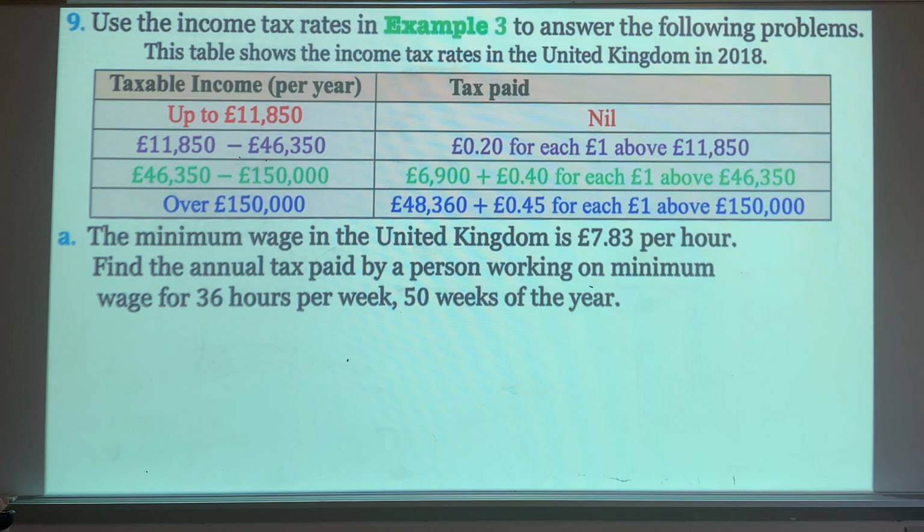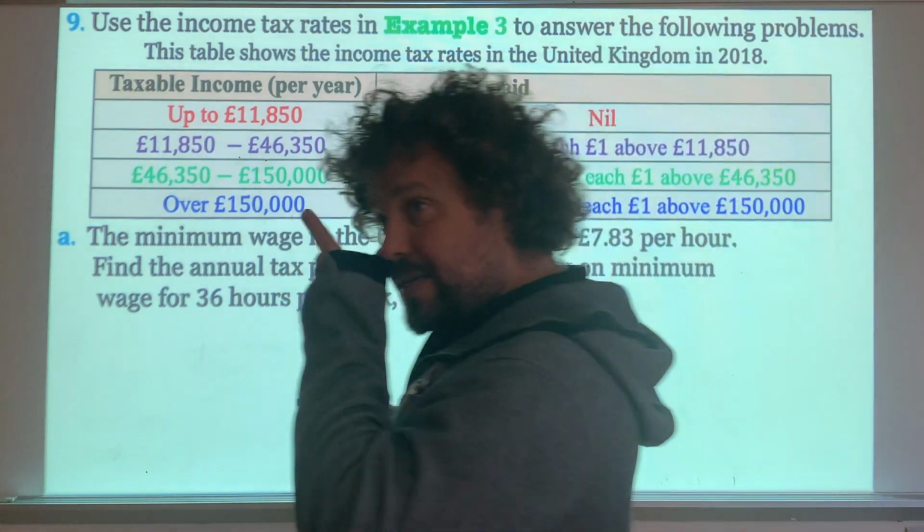All right, let's do another one. Use this table in example 3. We're going to answer a bunch of problems with this. So, first one, the minimum wage in the United Kingdom is 7.83 pounds per hour. Find the annual tax paid by a person working on minimum wage for 36 hours per week for 50 weeks out of the year.